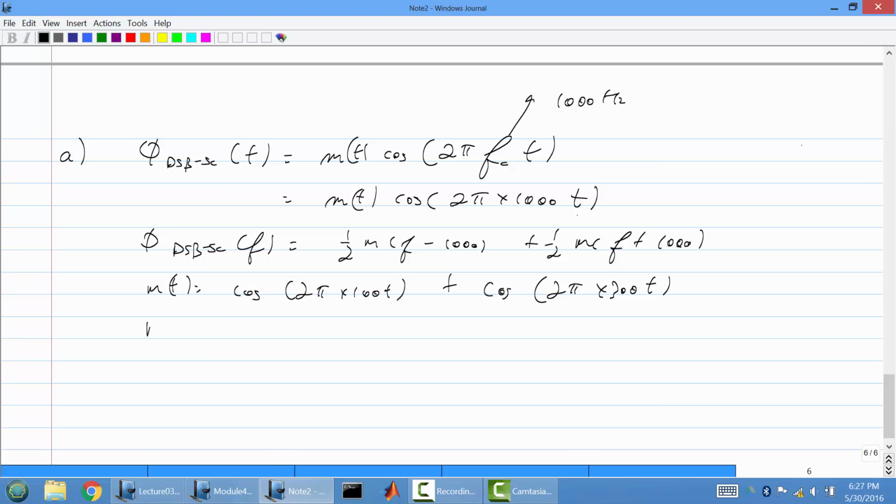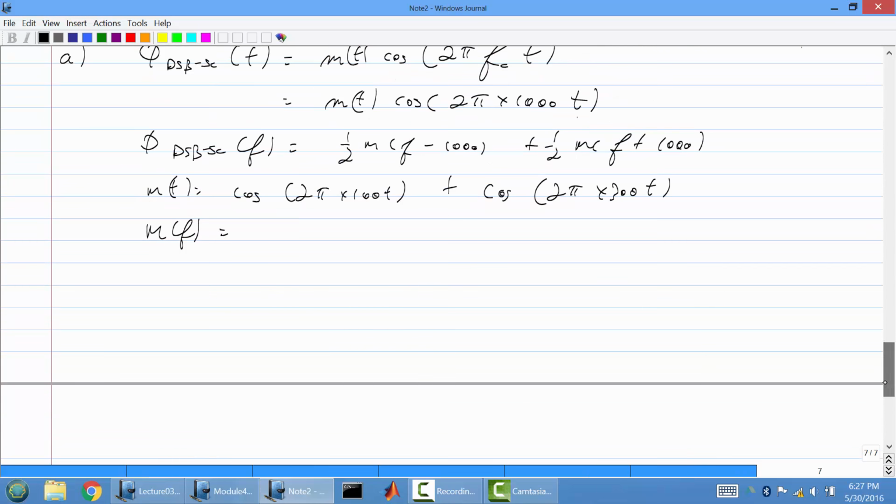Okay, so if you remember what the Fourier transform for this was, this is just 2 impulses, right? 2 impulses that are just scaled by a half, I think. Actually, I'm pretty sure it's scaled by a half. Let me just double check.